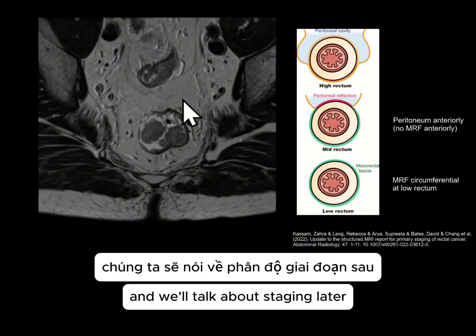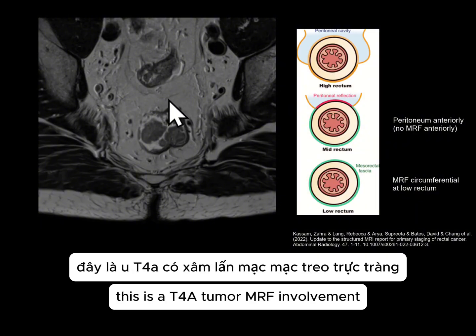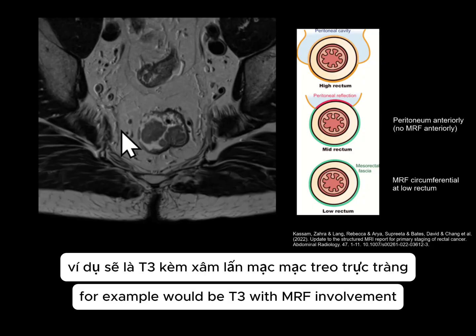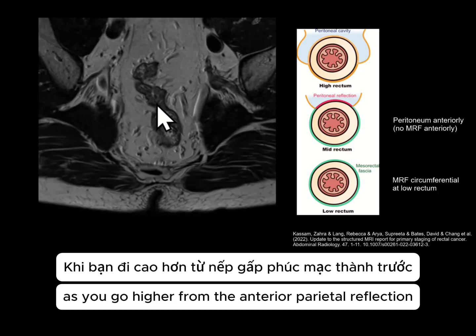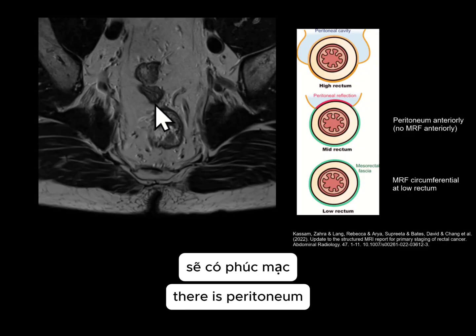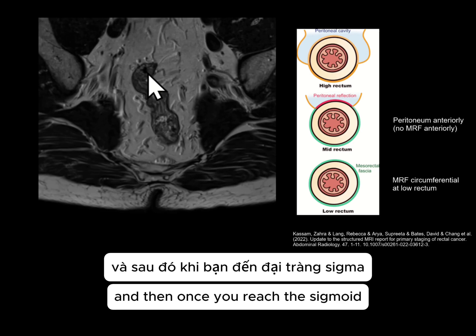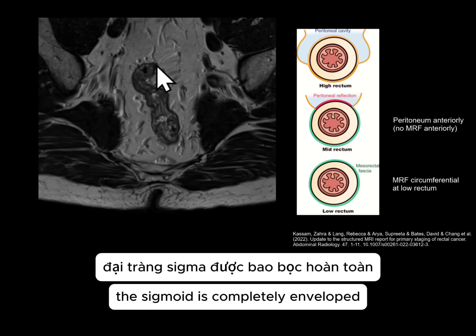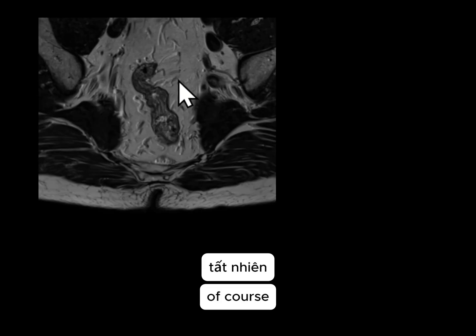And we'll talk about staging later, but if peritoneum is involved, this is a T4a tumor. MRF involvement, like laterally here, for example, would be T3 with MRF involvement. As you go higher from the anterior peritoneal reflection, there is peritoneum both anteriorly and anterolaterally. And once you reach the sigmoid, it is completely enveloped circumferentially by visceral peritoneum, of course.